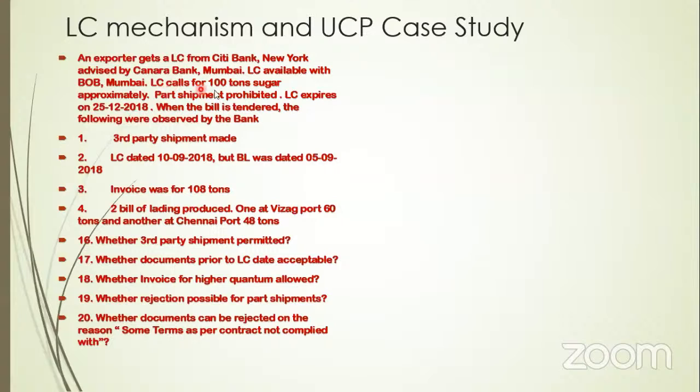Now you see, the LC calls for 100 ton sugar approximately. They are using the word approximately. And part shipment prohibited. What is part shipment? The entire 100 ton they should put in the same ship at one stroke. If it is put in 2 different days, that becomes part shipment. LC expires on 25/12. What is 25/12? It is an international holiday. Now, when the bill is tendered, the following were observed by the bank.